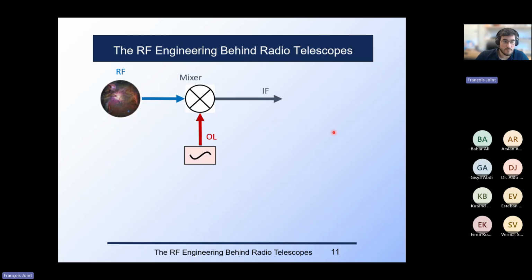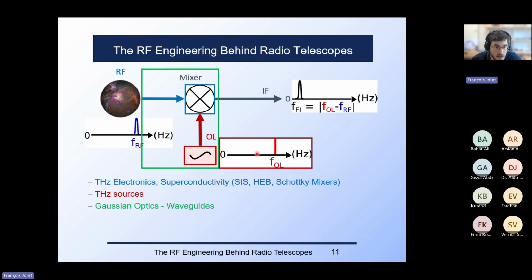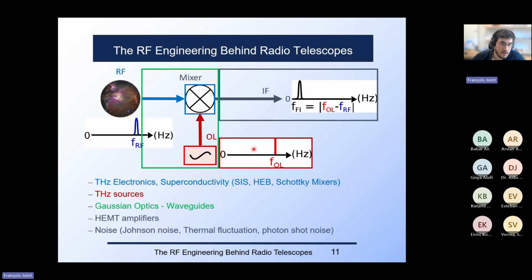So in this talk, that's why I wanted to call it the RF engineering behind the radio telescope. We'll talk a lot about terahertz electronics, which includes superconductivity knowledge used in SIS, HEB, or tracking mixers. We'll talk about terahertz sources, and we'll talk about Gaussian optics as well, HEMT amplifiers, and noise. And actually, this talk is a condensate of a course we give at Chalmers on radio astronomy and technology, which is normally 8 weeks, but today it will be 45 minutes.